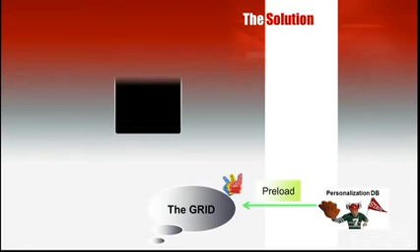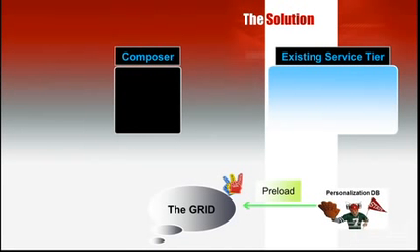Then we introduced 2 new exotic components, the grid, which you've been waiting for, and the composer. The grid is using IBM WebSphere eXtreme scale. It's effectively an in-memory representation of everything in that personalization DB. The key to this is it's extremely fast. We're talking sub-millisecond response time.